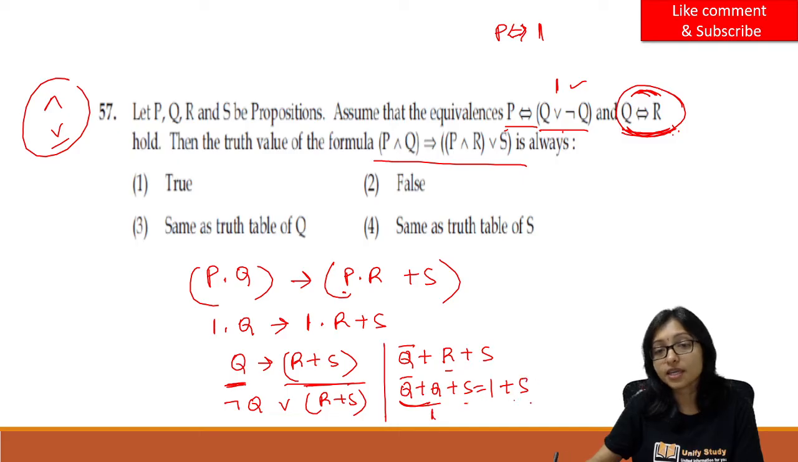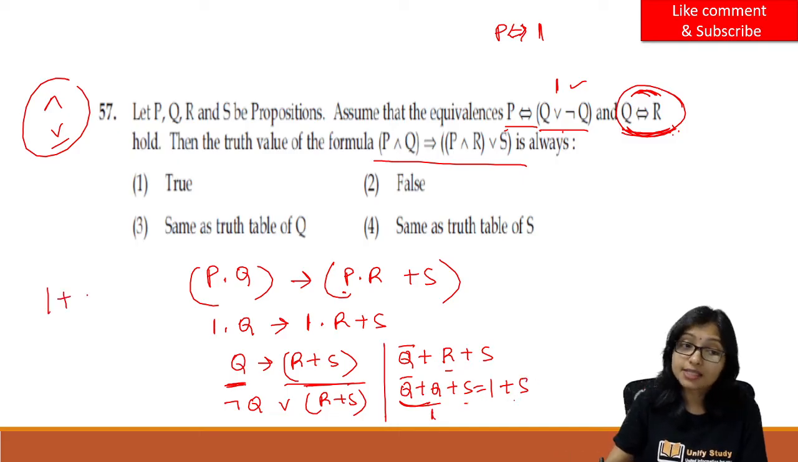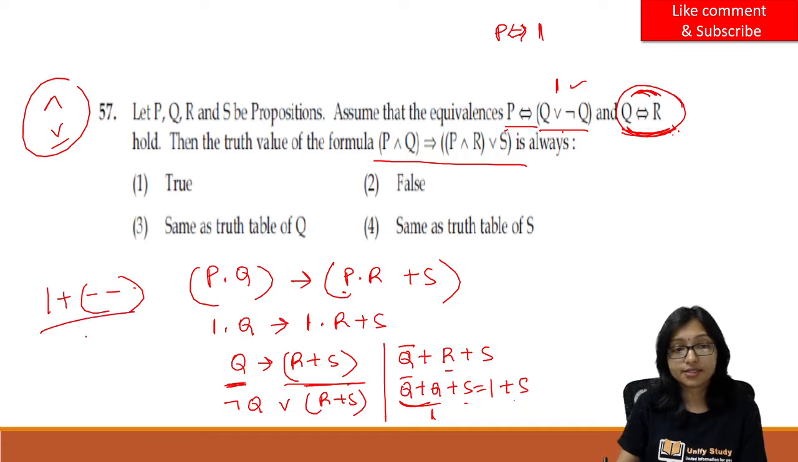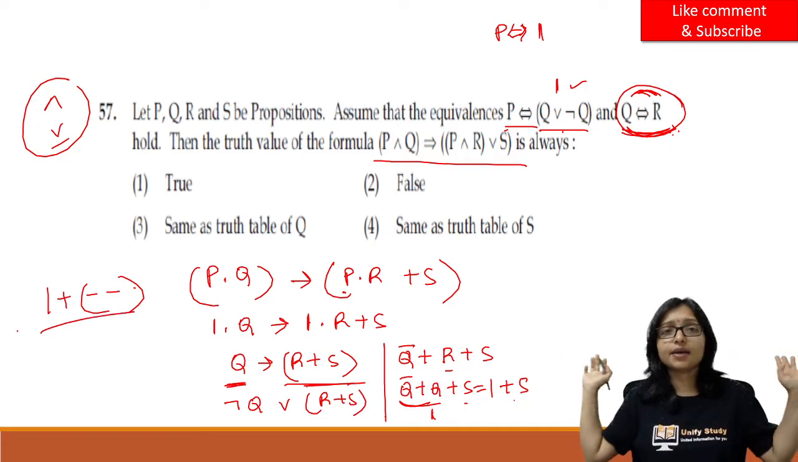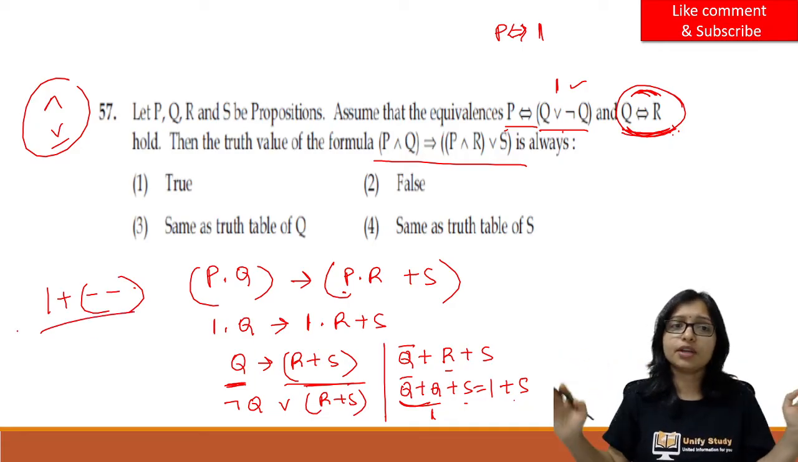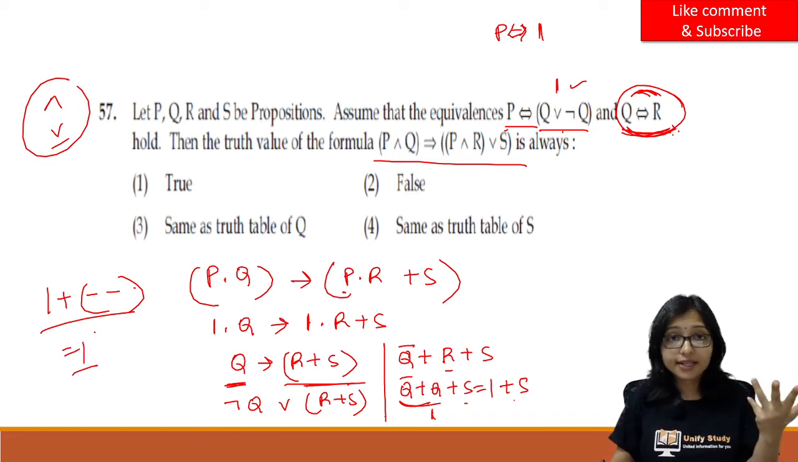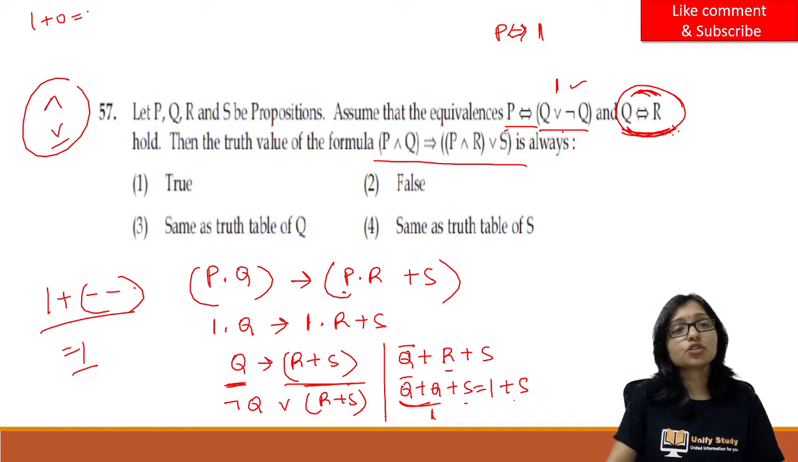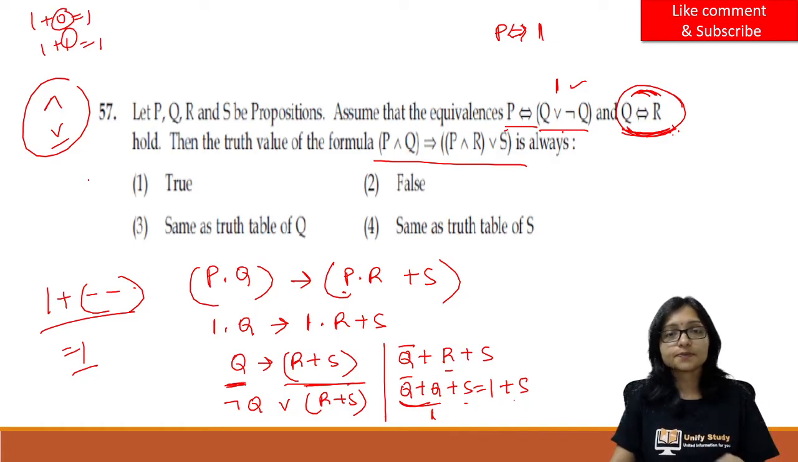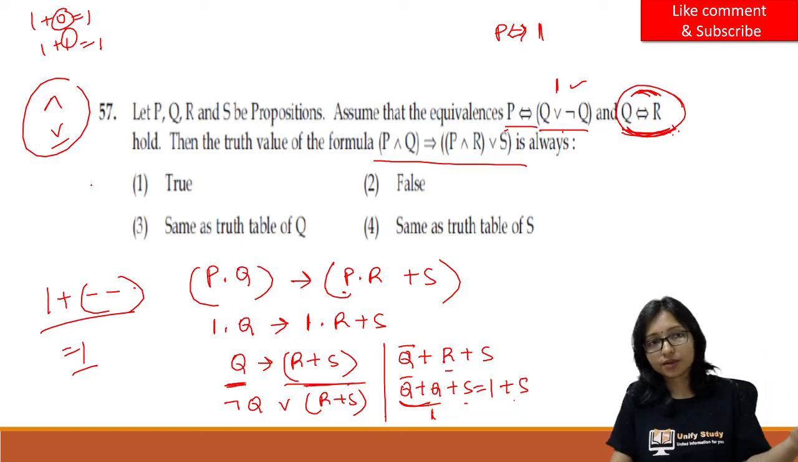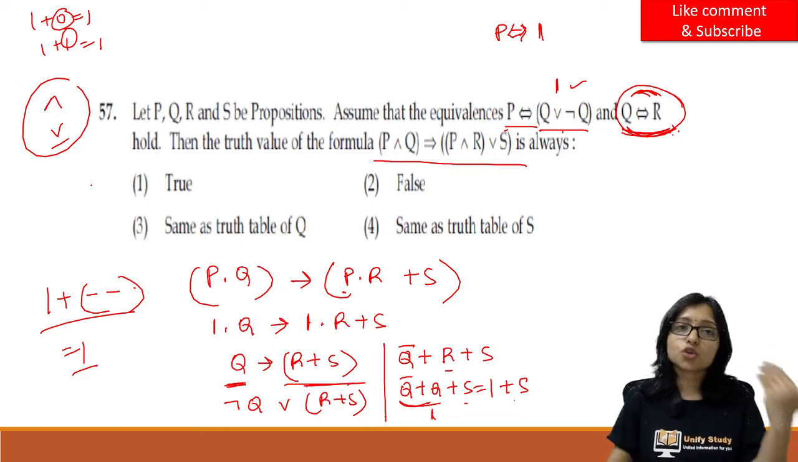1 plus S means 1 plus anything, whatever it is. 1 plus an infinite number of terms, an infinite number of variables, whatever it is, it will always be 1. Why is it so? Because 1 plus 0 is also 1, 1 plus 1 is also 1. Is there any other possibility? There is possibility only 0 and 1. So 1 plus anything is always 1.